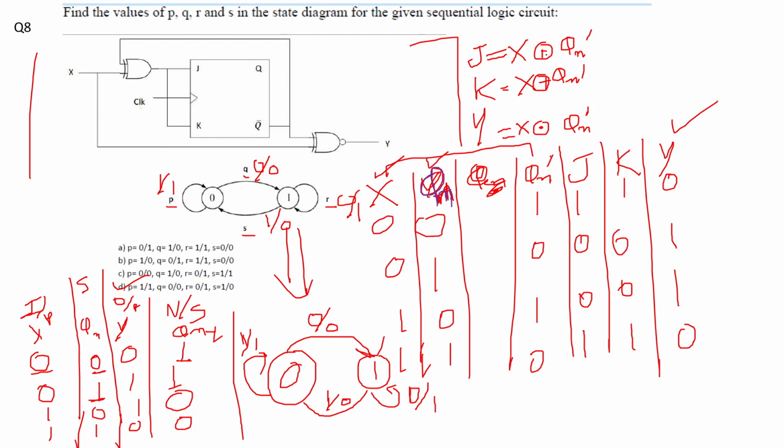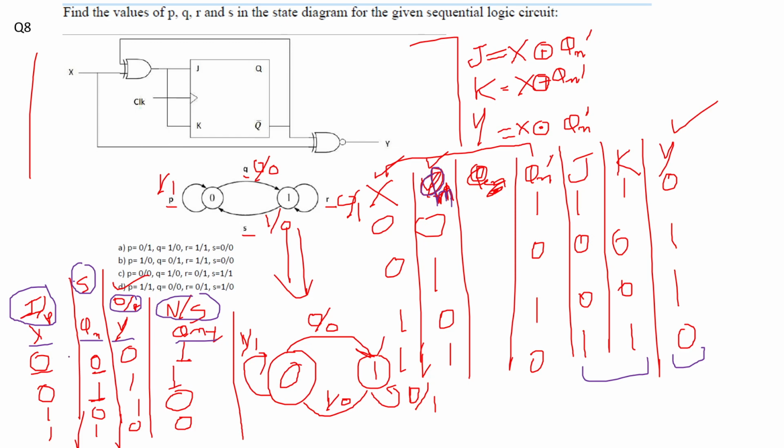So my J and K will be equal to X XOR with Q complement. So 0 1 is 1, 0 0 is 0, 1 0 is 0, and 1 1 is 1. Based on this, I have written these two columns, and then Y is equal to X NOR with Q complement. So this is my Y. Then I have written here my X, my Qn, my Y, and Qn plus 1. So this is my input, this is my present state, this is my output, and this is my next state.